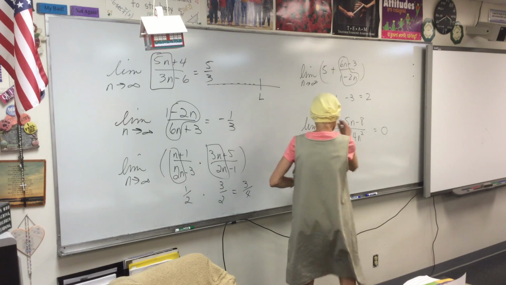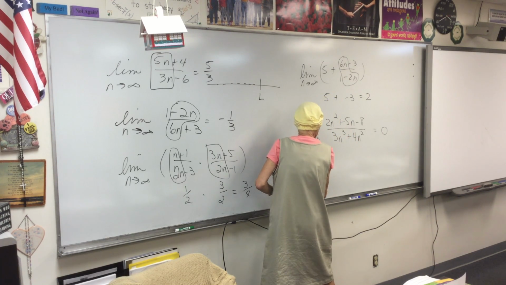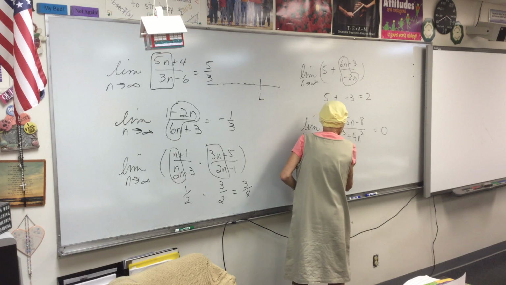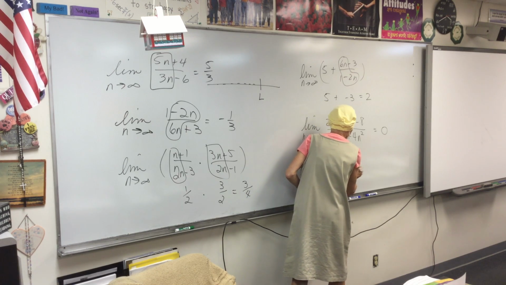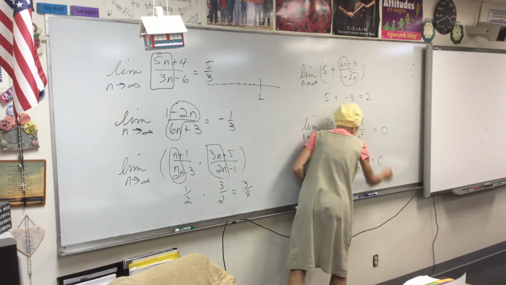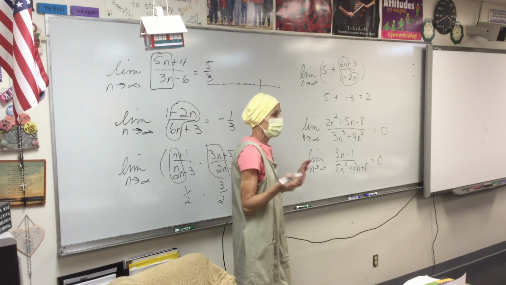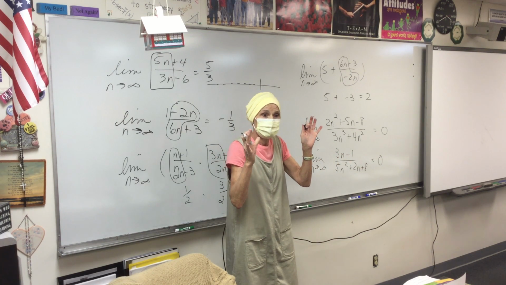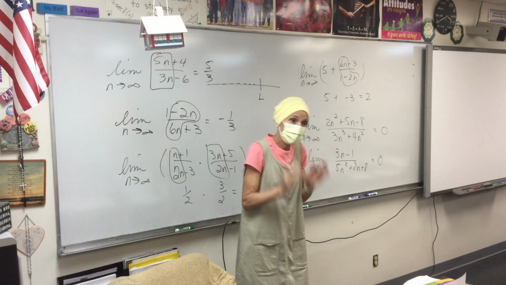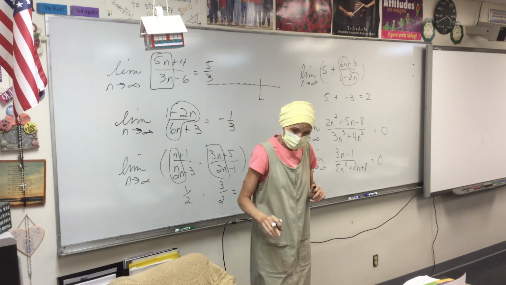So it doesn't matter what the powers are. If we had 3n minus 1 over 5n squared plus 2n plus 8, that would still be 0, because the power on the bottom is bigger, and it's always going to outweigh the top.